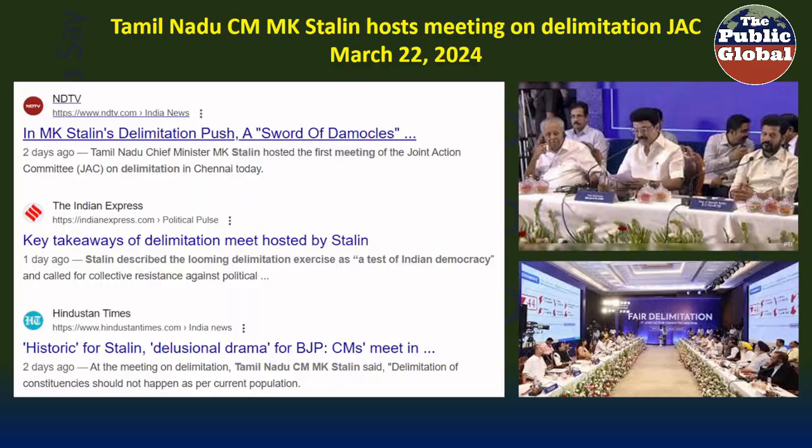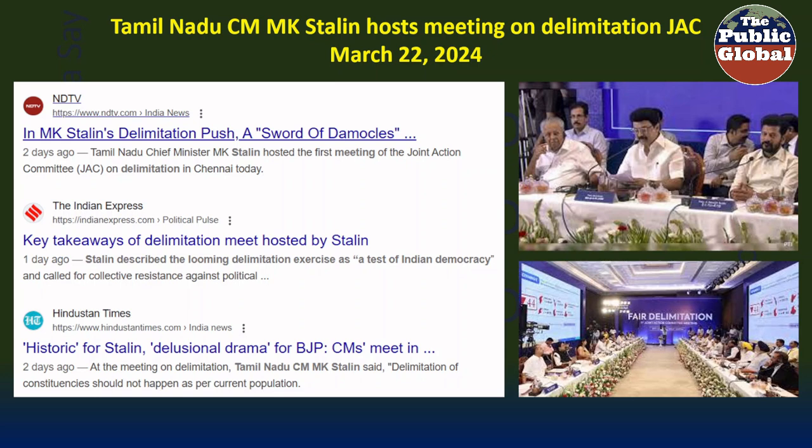Now, in today's episode, I'm going to talk about what are the objections of the southern states and what could be a way forward. People in the South remain quite concerned of the fact that should the delimitation be based on the population, the entire South India will stand to lose.